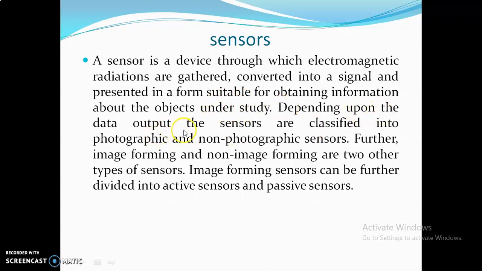Depending upon the data output, the sensors are classified into photographic and non-photographic sensors. Further, image forming and non-image forming are two other types of sensors. So, many divisions are there. We will discuss this later on. And image forming sensors can be further divided into active sensors and passive sensors. So many types of sensors are there. We will discuss it later on.